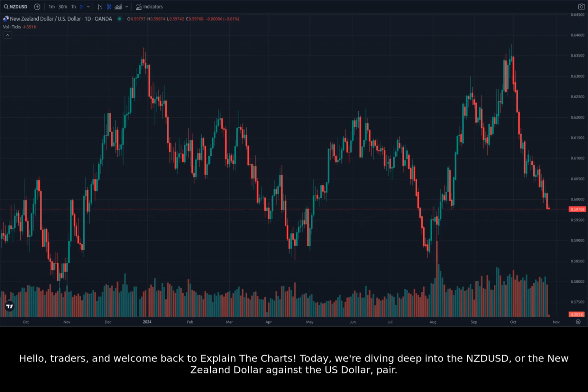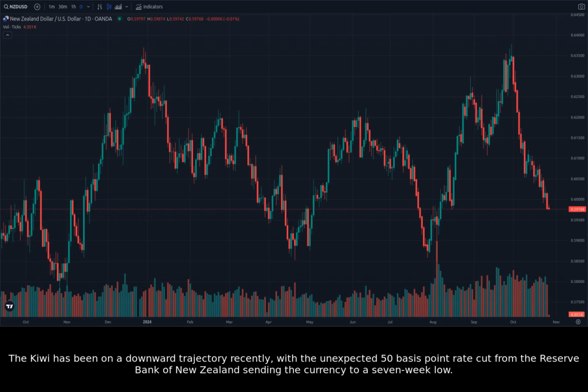Today, we're diving deep into the NZDUSD, or the New Zealand dollar against the US dollar pair. The Kiwi has been on a downward trajectory recently, with the unexpected 50 basis point rate cut from the Reserve Bank of New Zealand sending the currency to a 7-week low.